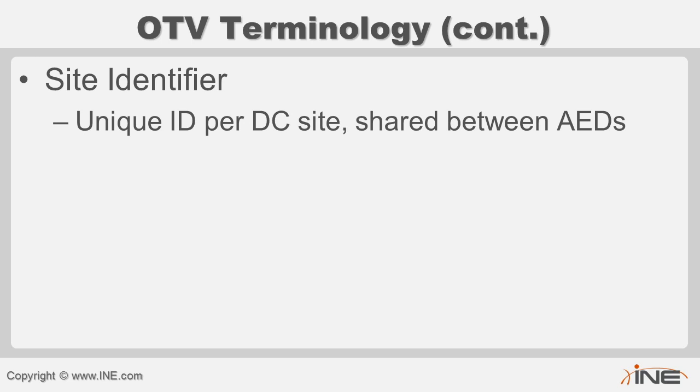And if we have more than one AED, so we have more than one edge router, we want to make sure that they're using the same site identifier. So they know that they should perform the election and then say, I'm going to forward VLANs 1, 3, 5, 7. You're going to forward VLANs 2, 4, 6, 8.